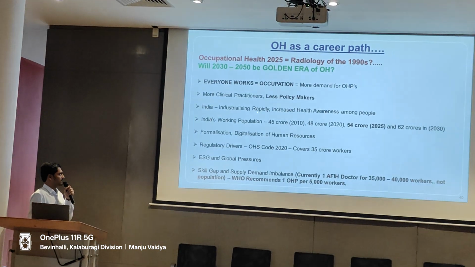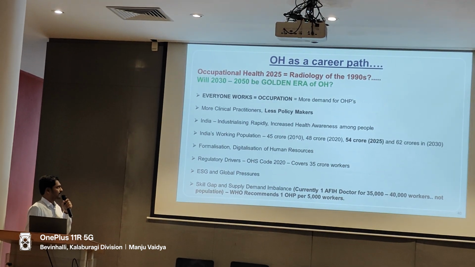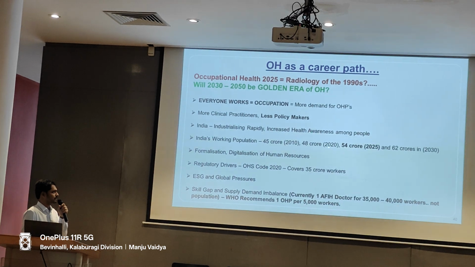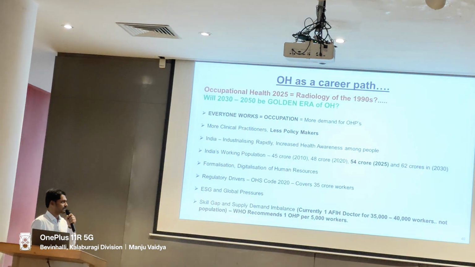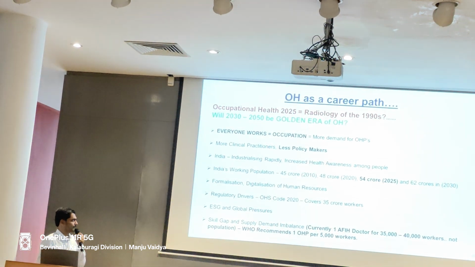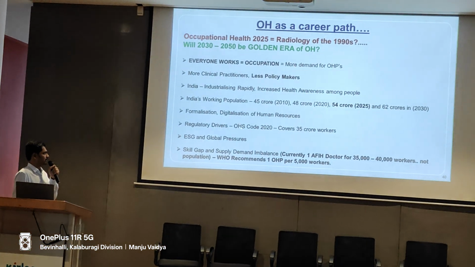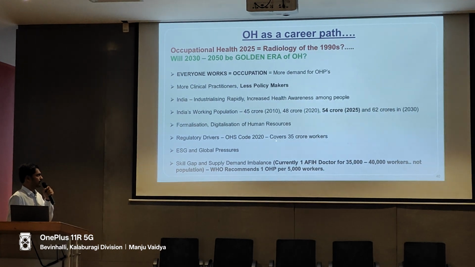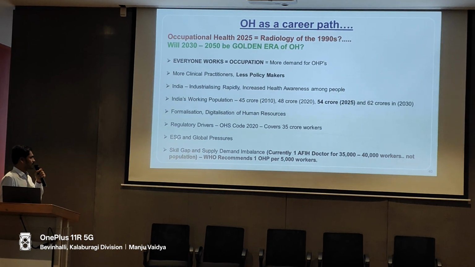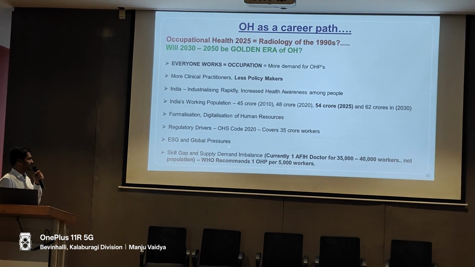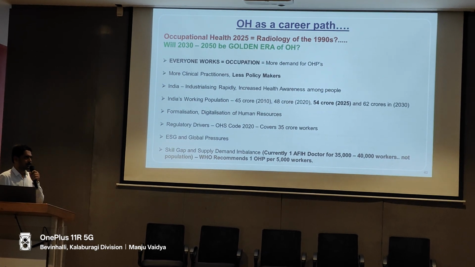And India is industrializing rapidly, with increased health awareness among all the people. India's working population was 45 crore in 2010 and it increased to 48 crore in 2020; because of COVID it was declining. Now it is 54 crore in 2025 and it is expected to grow to 62 crore in 2030. So formalization and digitalization of human resources is happening. Regulatory drivers like the OSH code cover more than 35 crore workers. Also ESG, environment, social and governance, and global pressures. All these things have increased the value of OHPs as health physicians.